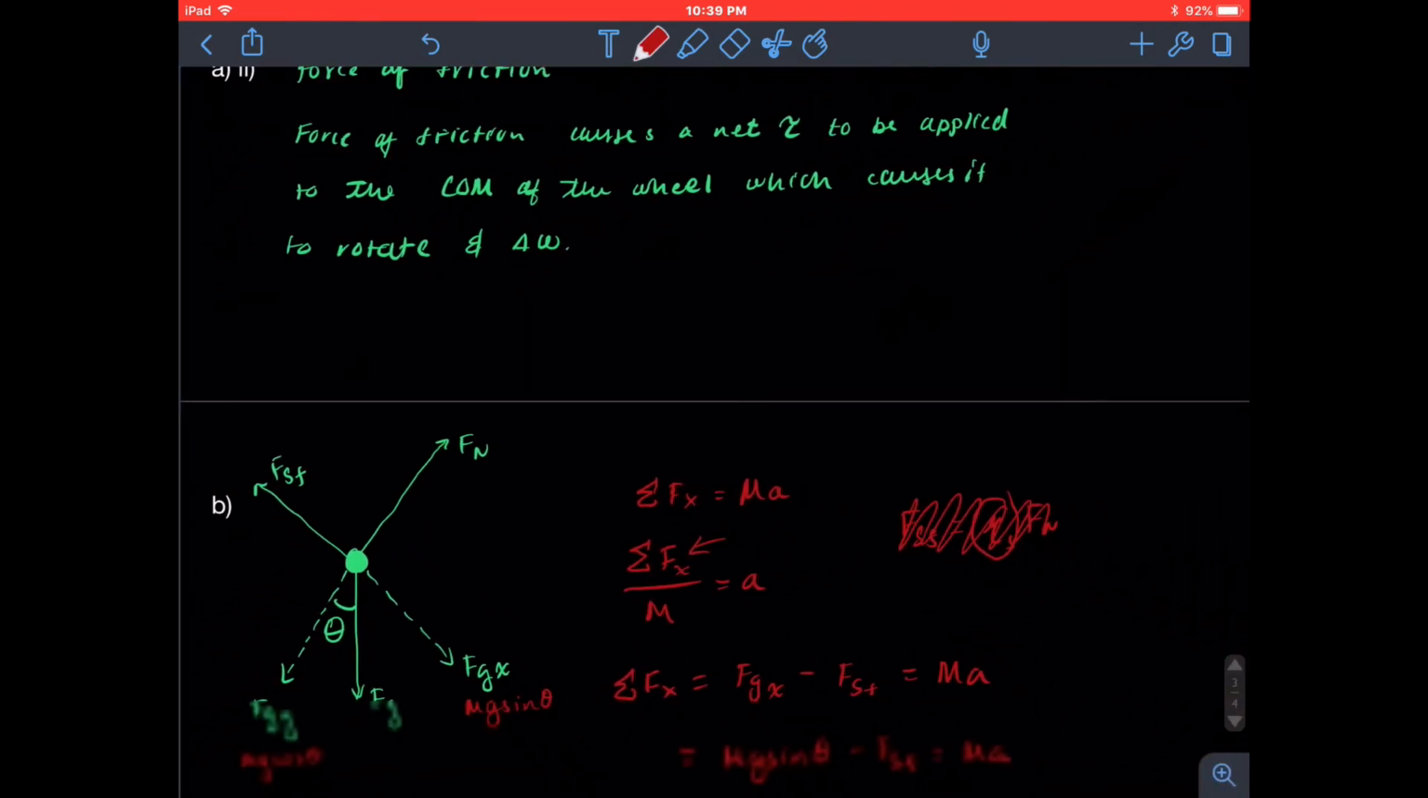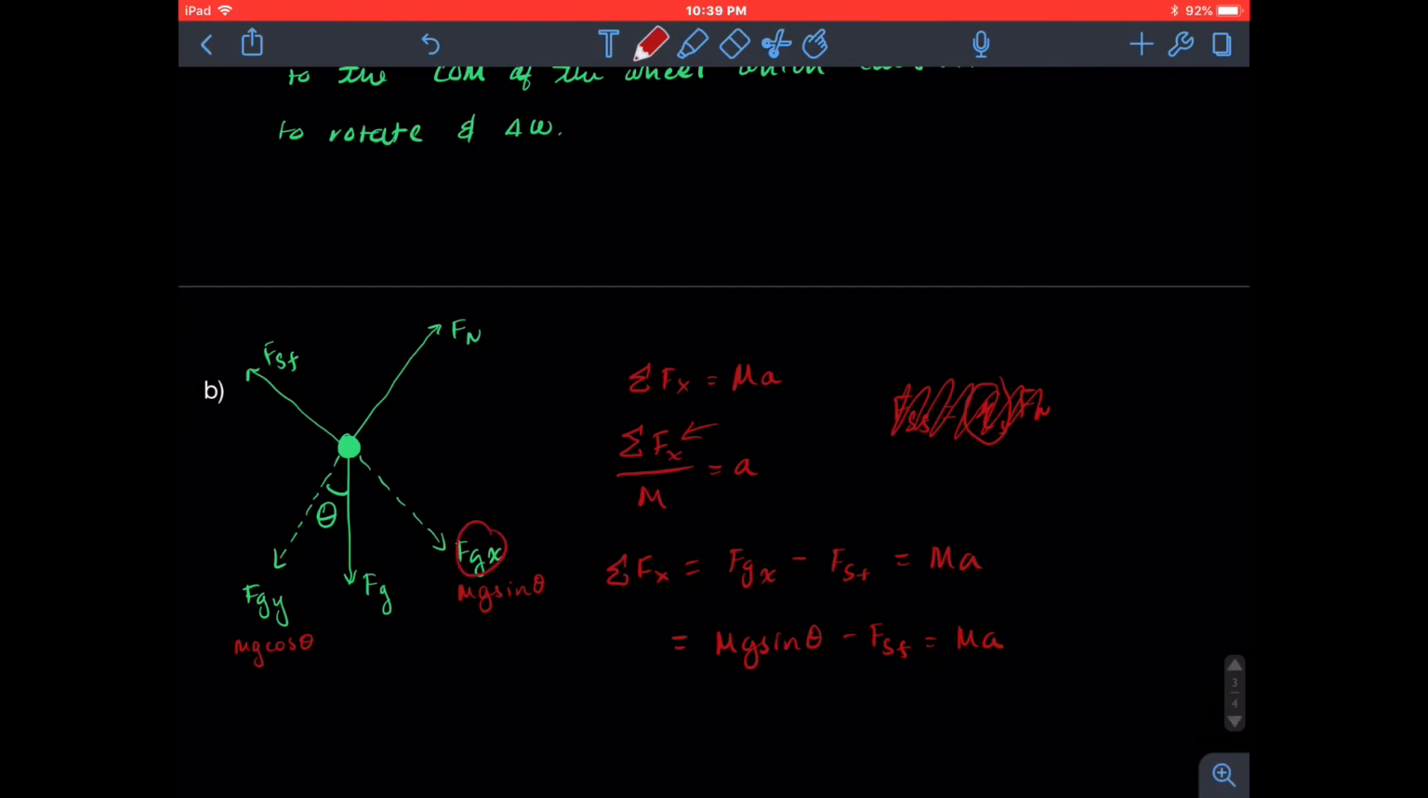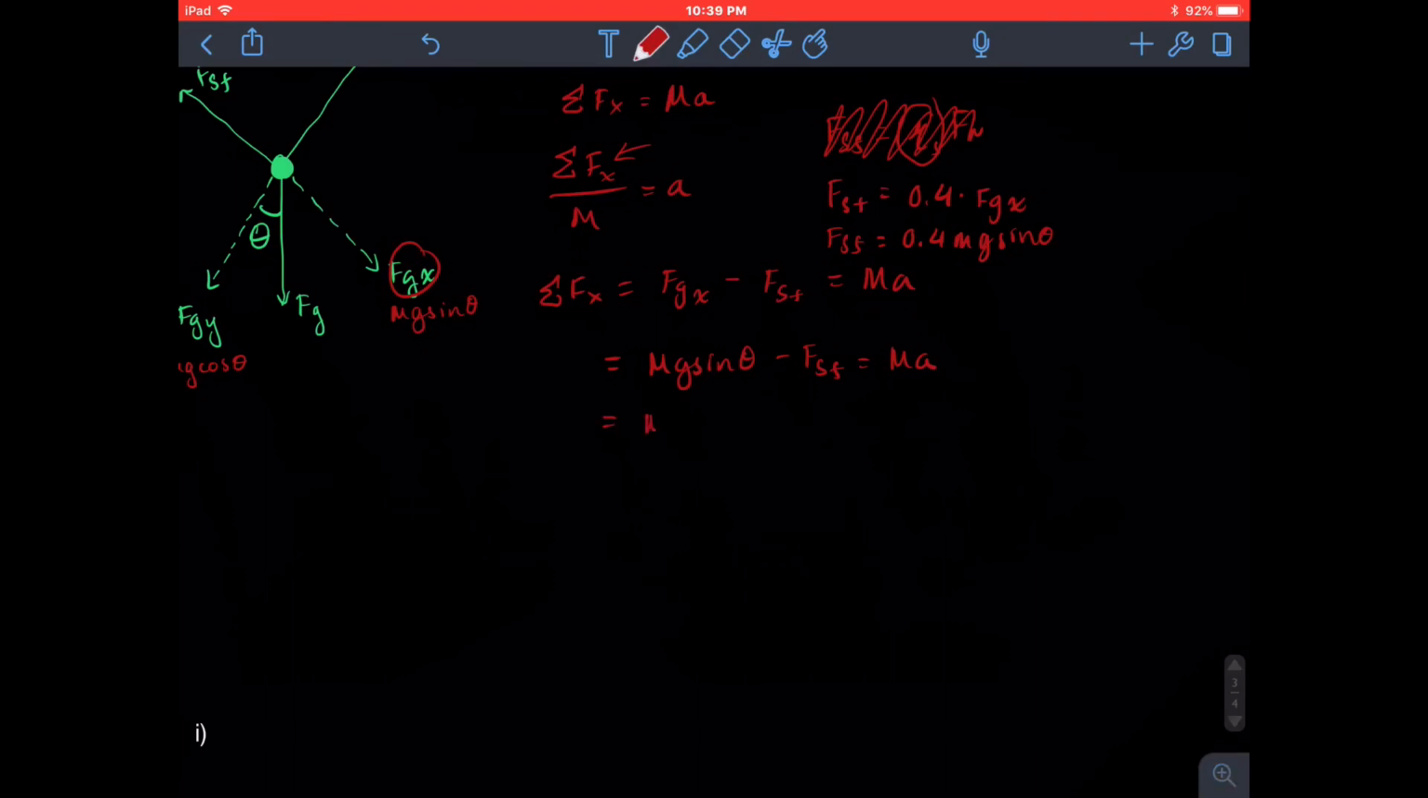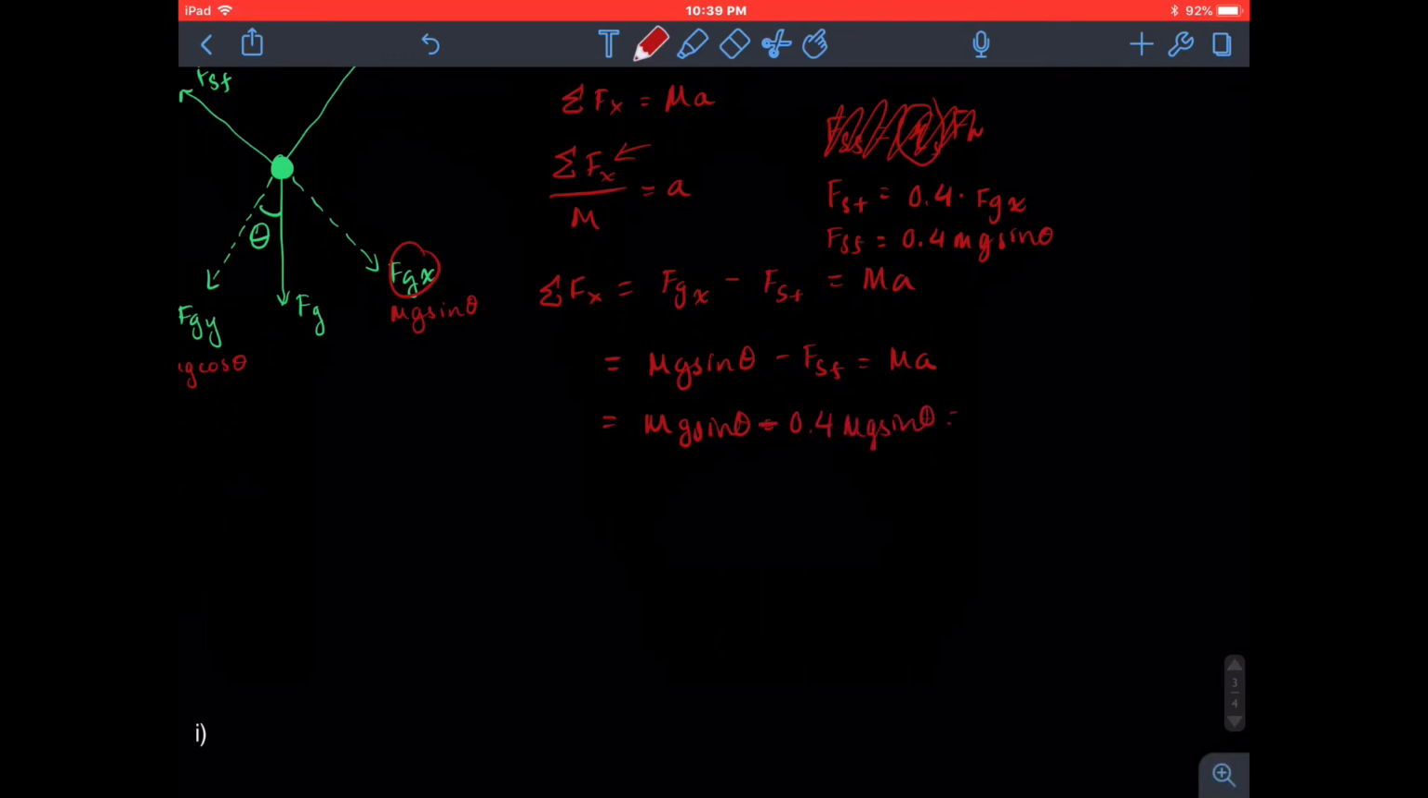So what is directed opposite to the force of friction? Well, that's FGX. So the force of static friction is equal to 40% of FGX. We can rewrite that and say the force of static friction is 0.4 mg sine theta. Let's substitute that into the equation: minus 0.4 mg sine theta is equal to ma. Conveniently, these are like terms, so you can combine them, and you get 0.6 mg sine theta is equal to ma.